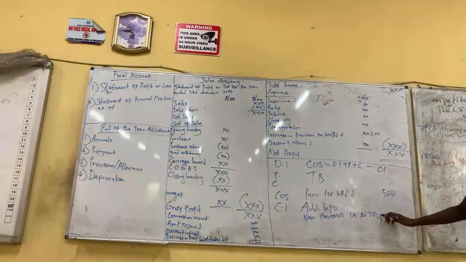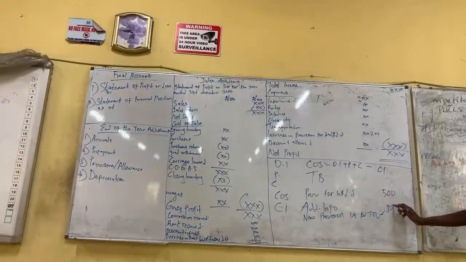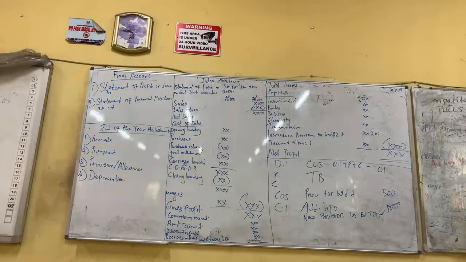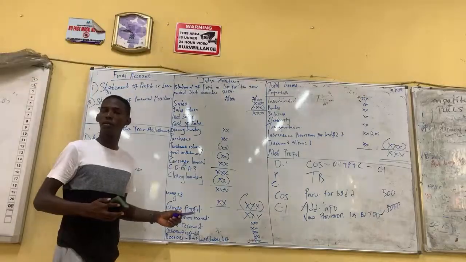Now, what about the 700? Where is it going to? It's going to be the statement of what? Financial position. You go and deduct it from your receivables. Alright, so let me explain this and give you the format.